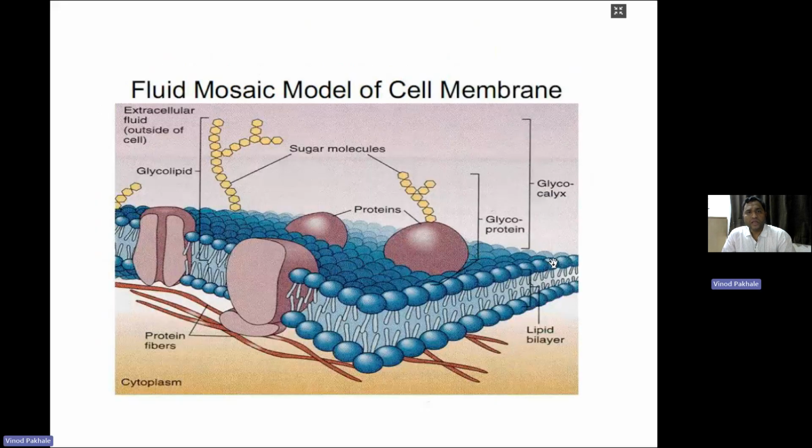Okay. So this is the fluid mosaic model of a cell membrane. How does the cell membrane appear? The cell membrane is the most important part, which permits entry and exit of substances in and out of the cell. This is a fluid mosaic model diagram of a cell membrane, which consists of proteins, glycoprotein, glycocalyx, lipid layer, sugar molecules, glycolipid, and extracellular fluid surrounding the cell. Then protein fibers are also present, and surrounding that there is cytoplasm.